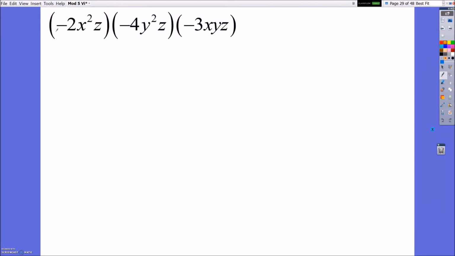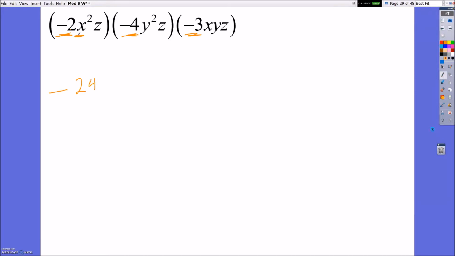All right, so now we got a lot of stuff here. What we're going to first do is just focus on these numbers. I have -2 times -4 times -3. Well, I know when I have 3 negative numbers and I multiply them to each other, I'm going to have a negative answer. Then -2 times -4 is +8. +8 times -3 is -24.